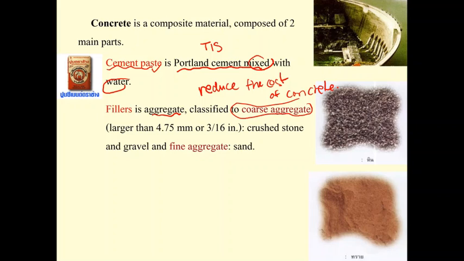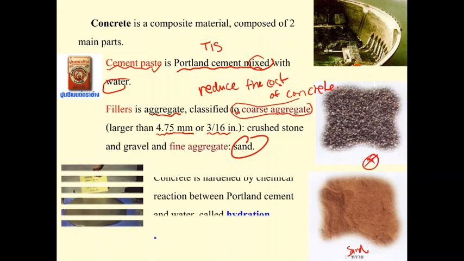It includes coarse aggregate. Coarse aggregate is larger than 4.75 millimeters or 3/16 inch. You can separate it by sieving the aggregate into coarse aggregate and those smaller than that, which we call fine aggregate. The fine aggregate is usually sand. This is a picture of the crushed stone, and this is a picture of the sand. You know this thing very well, right?